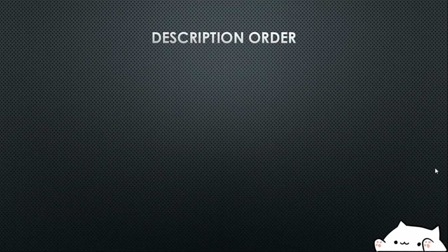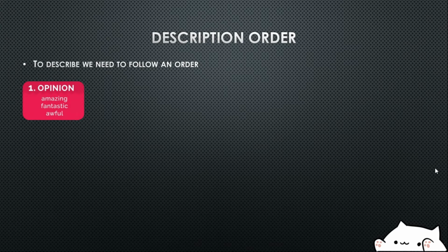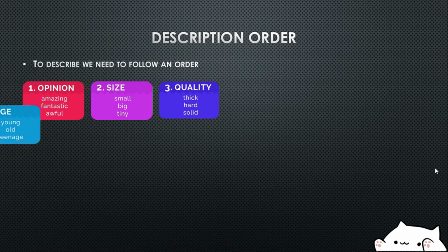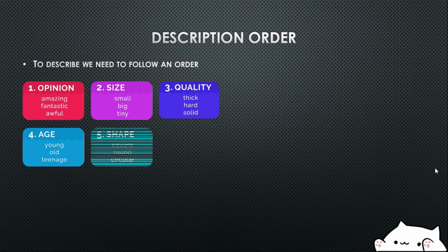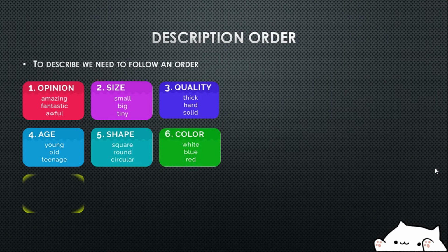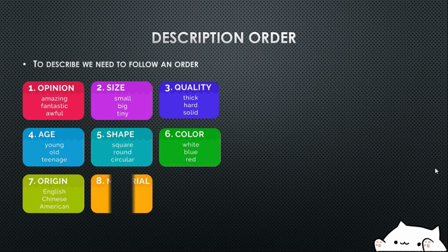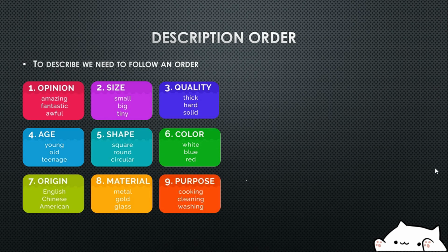Now, in order to describe, we need to follow an order of adjectives to create a long sentence. First, we have opinion, then size, and then quality. You can see three examples of each category. Then is followed by age, shape, and color. Next are origin, material, and the last one is purpose.